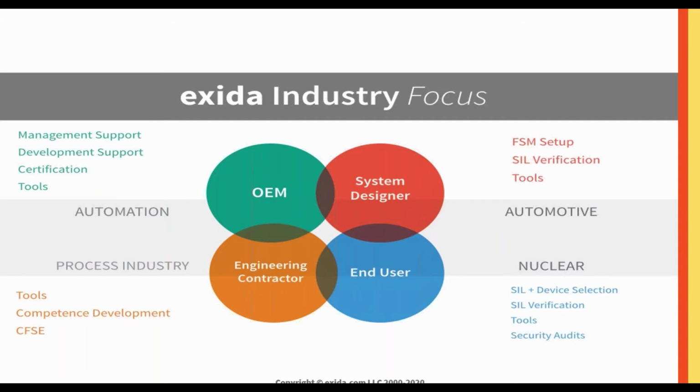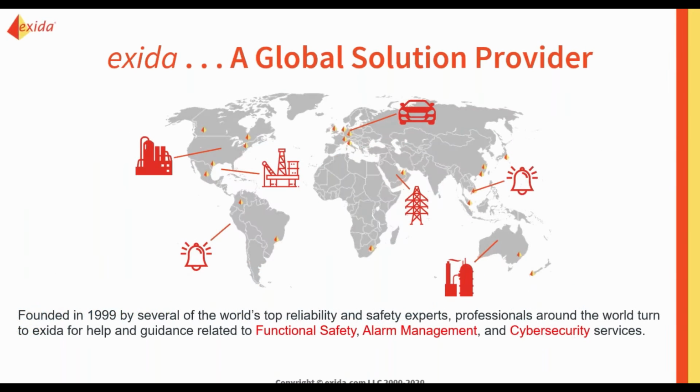exida provides software, tools, training, consulting, certification, personnel certification, templates, procedures, all related to functional safety, security, and reliability. I like to say no matter where you are, where your products are coming from, where your products are going, where your customers are, we have people close by, experts in the fields of functional safety, alarm management, and cybersecurity that can help you along with any of the projects you need.